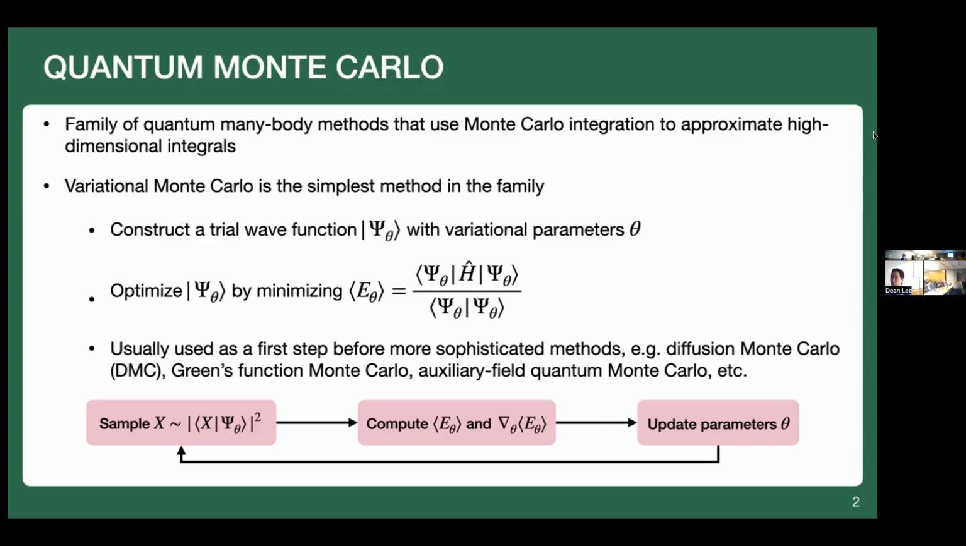So the basic idea is as follows. You sample a bunch of configurations from your wave function squared. Then you use those samples to compute the expectation value of the energy as well as the gradient with respect to parameters. Then you update those parameters in some way. So we talked a little bit about optimization methods like Adam. Yeah, you can use that, but we actually don't. So I'll discuss that in a minute.